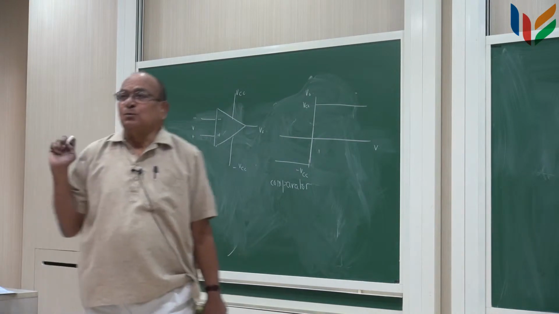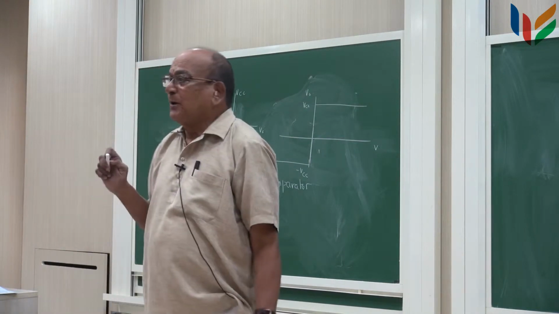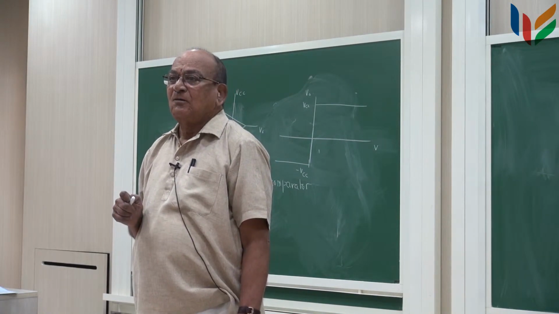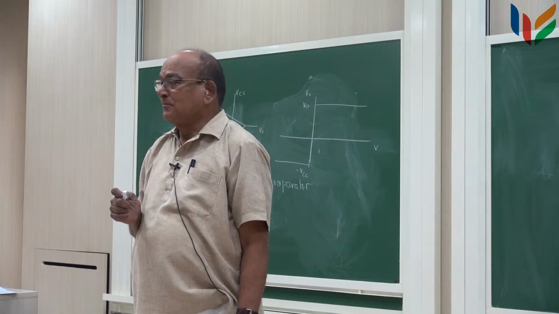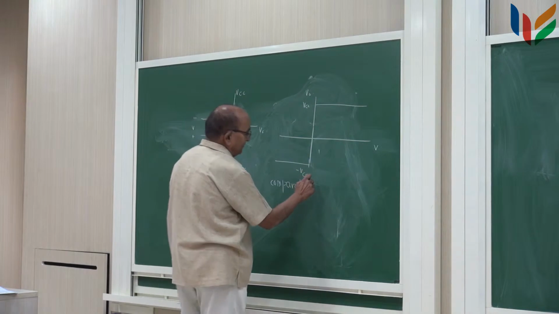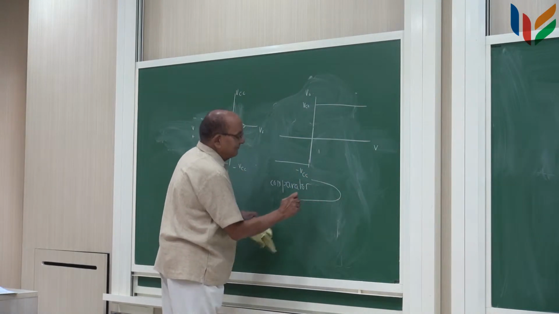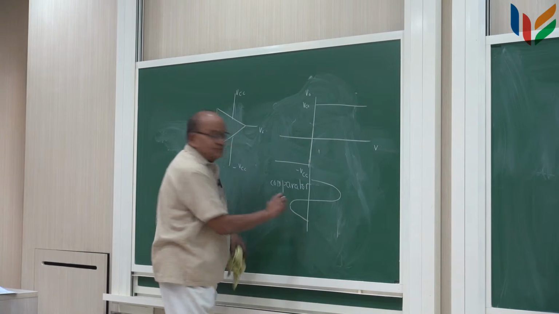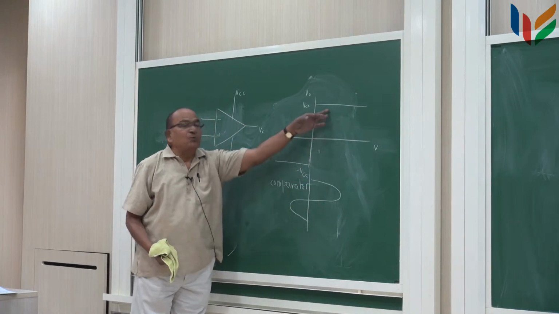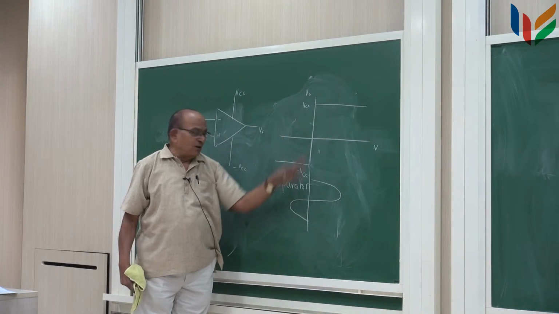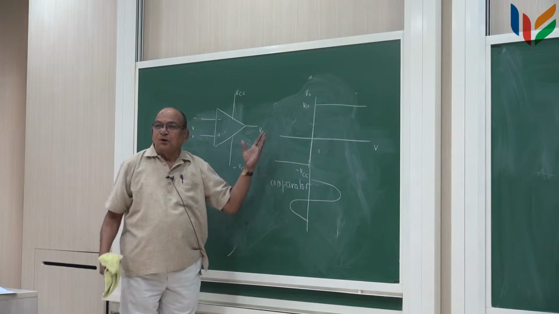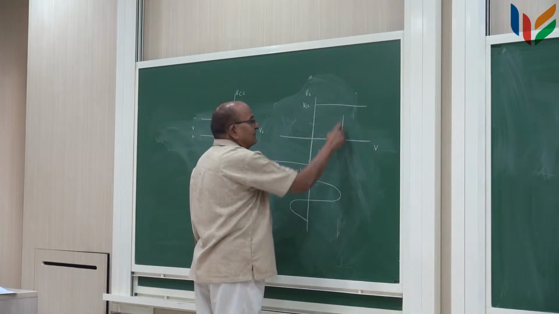So, what does this do? For example, if I apply a sine wave to this, what do you get out of this? Theoretically, whenever this is even slightly positive, the output will be VCC. Whenever even slightly negative, it becomes equal to minus VCC. So, the output will be just a square wave.